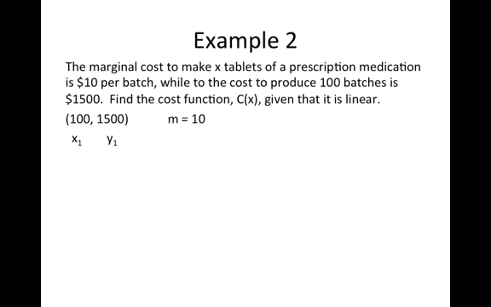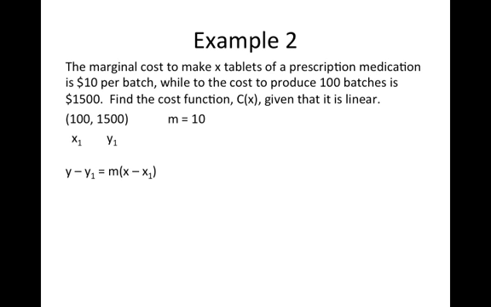The 100, 1,500 is actually an ordered pair, where x is the number of tablets, so that would be the 100, and then y is the actual cost, so that would be 1,500. So we have a specific x, a specific y, so in terms of our equations for lines, we have an x1 and a y1. We're also told the marginal cost, and that's the slope. That is m, and so it's equal to 10.